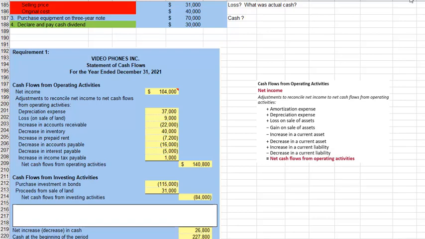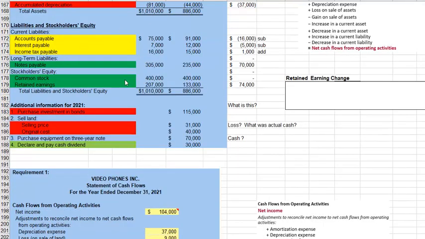Let's take a look at our financing. Financing is our debt and our equity. We'll look at our long-term liabilities and what's happening in equity. Here we have a note payable that's increasing by 70. Let's not forget, this is the same note payable we just took care of. We have already put this on the cash flow statement. Next up is common stock. It has had no change. We do not need to put this on the cash flow statement.